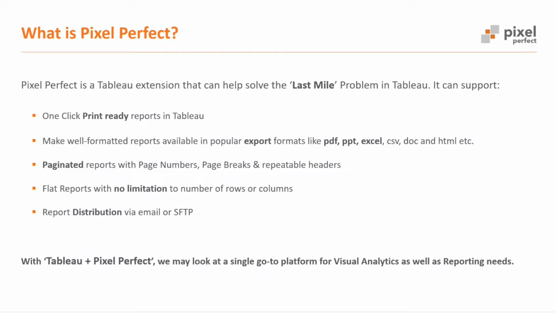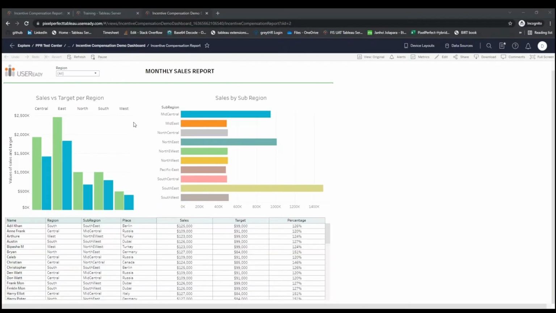It can create print-ready and well-formatted reports in popular exportable formats such as PDF, PPT, Excel, and more from Tableau. You can create paginated reports with page numbers, page breaks, and repeatable headers and photos. You can also create flat reports with no limitation to number of rows or columns. And it has scheduling functionality which allows user to schedule a report and email those reports or save them to SFTP.